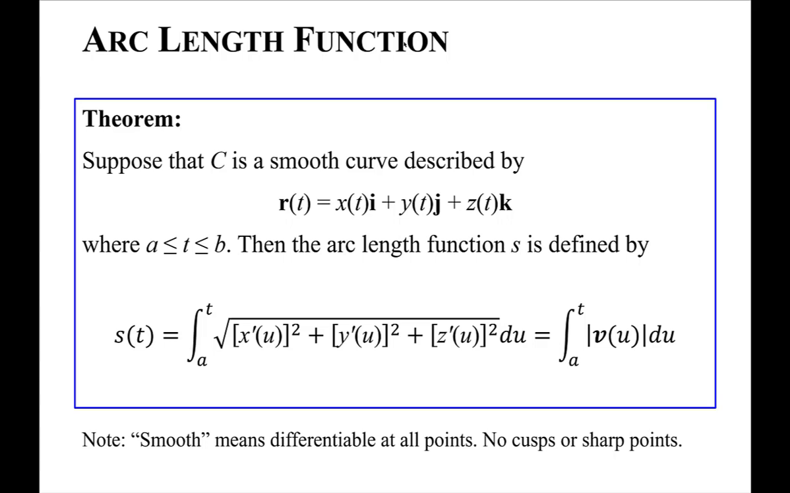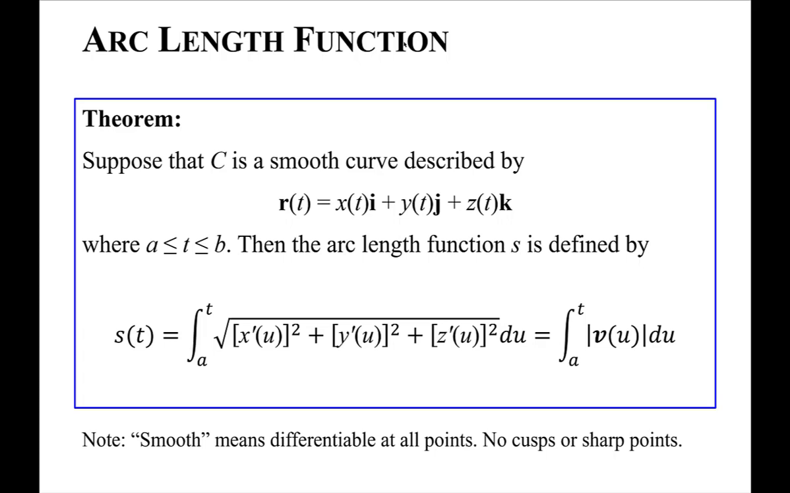Suppose that C is a smooth curve described by the position vector function r, where the x component is a function of the parameter t, the y component is a function of the parameter t, and the z component is another function of the parameter t, where t is in the interval from a to b.